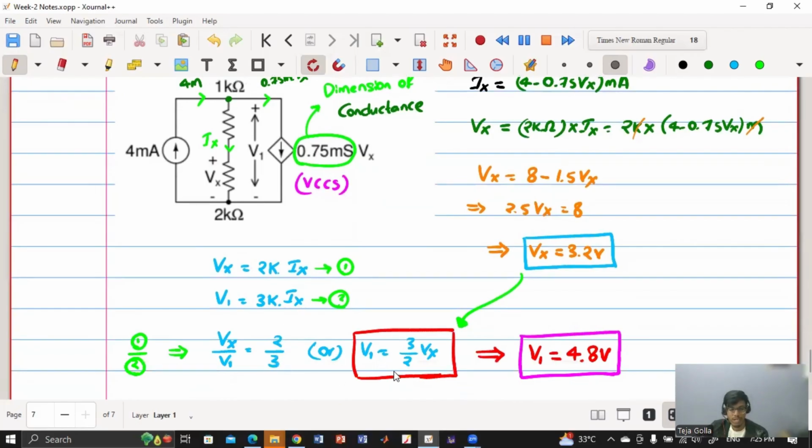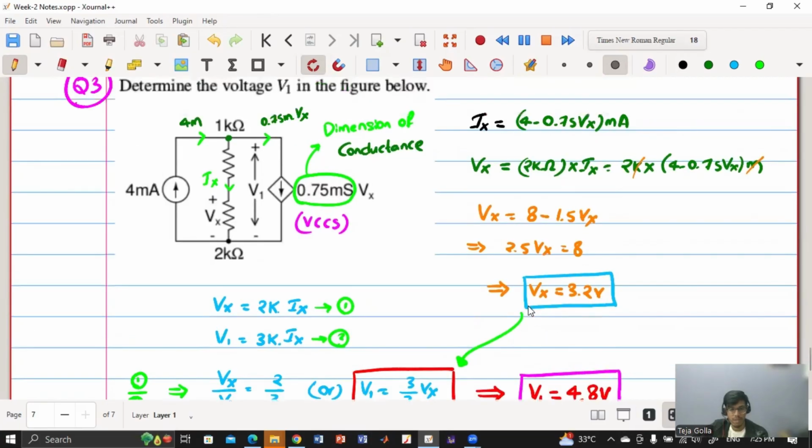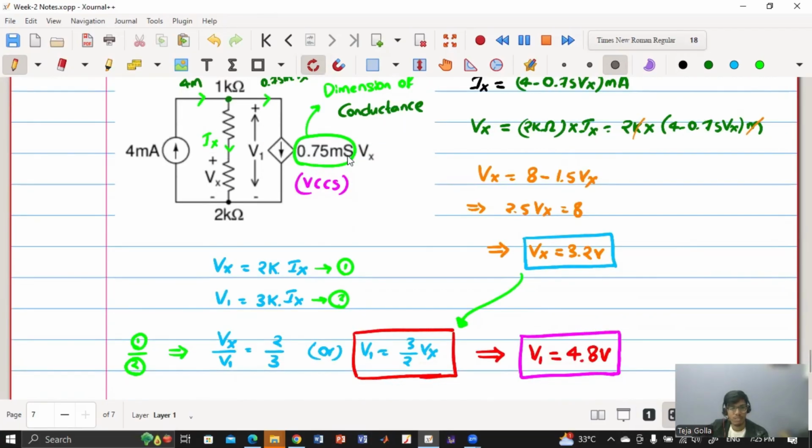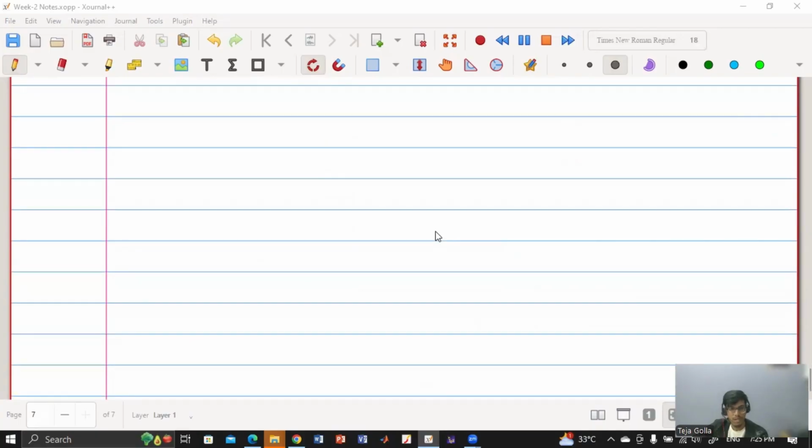So V1 can be written as 3 by 2 into Vx. Vx, if you substitute here, we'll get 3 into 3.2, which is 9.6 by 2, which is 4.8 volt. So V1 is nothing but 4.8 volt. Is this clear how we are getting V1? Whoever has said they have a doubt, Roshan and Darunika, if you have any doubt. Okay, I hope it is clear now. It is simple and straightforward. Now we'll move on to another question.